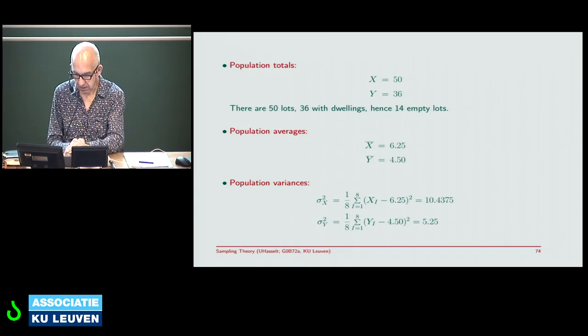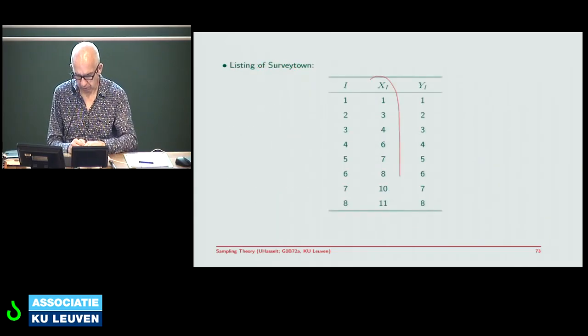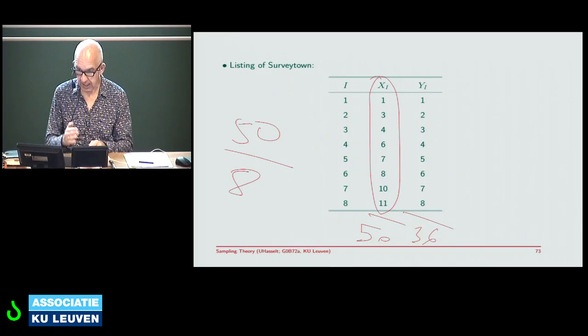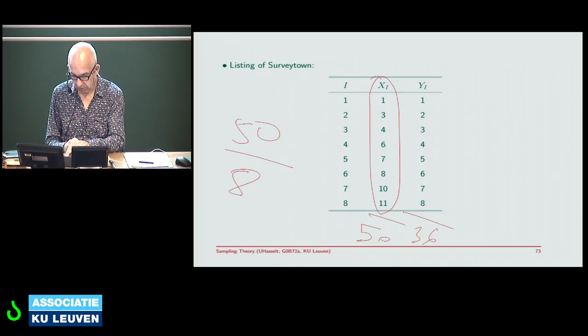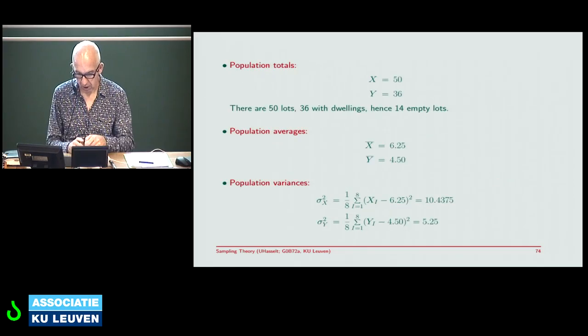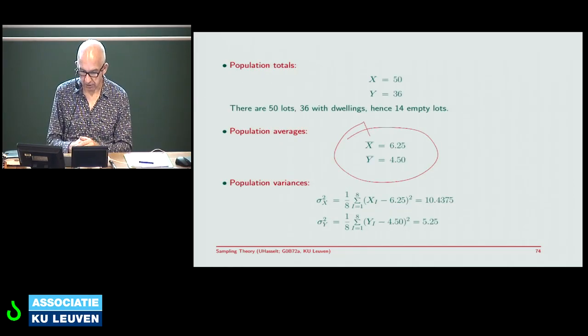If we add the x's, so we sum all those numbers, you can do the exercise and you get a total of 50, which means that the average would be 50 divided by 8. The sum of the first 8 numbers is 36, 8 times 9 divided by 2, which means that the average is 36 divided by 8. So these are the numbers. 50 divided by 8 is 6.25. 36 divided by 8 is 4.5.